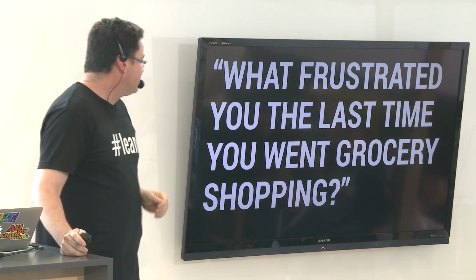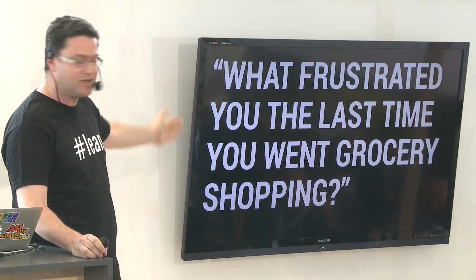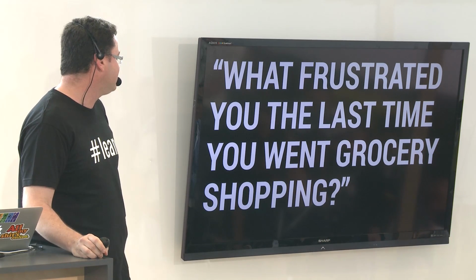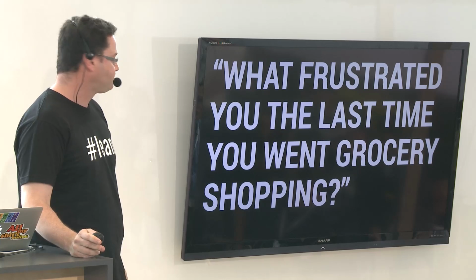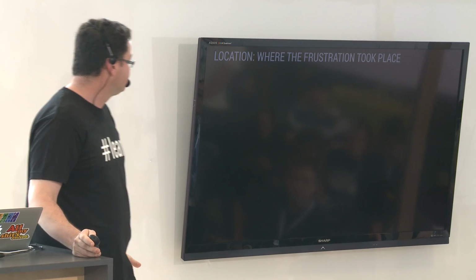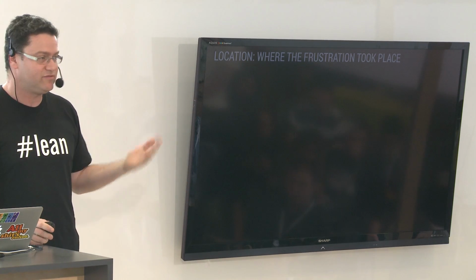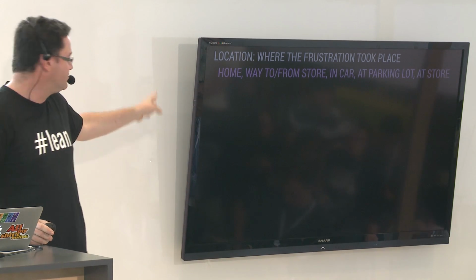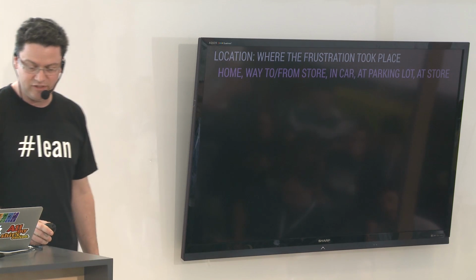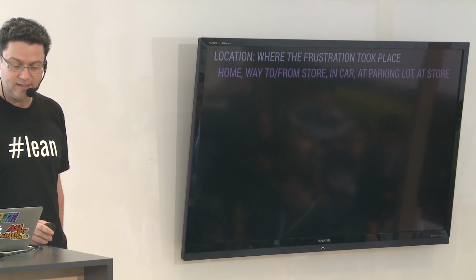Let's take an example. Let's say this is our experience sampling question: What frustrated you the last time you went grocery shopping? Here are some categories. Location could be one category, where the frustration took place, and options might be the ones you see here: home, way to or from store, in car, parking lot, and at store.